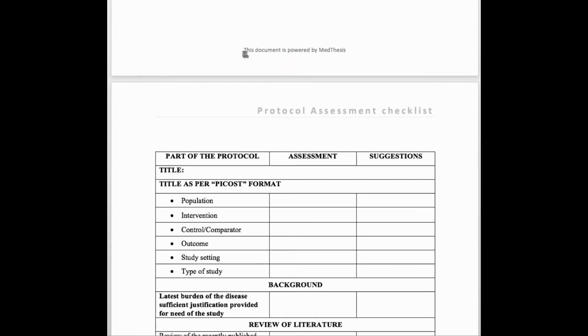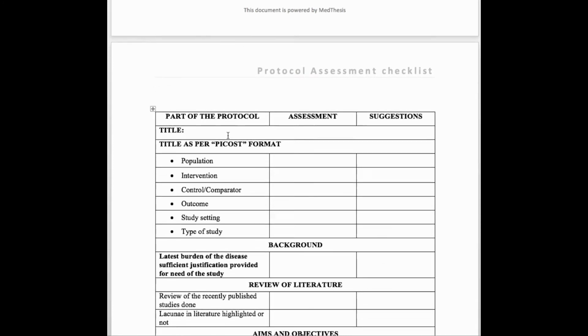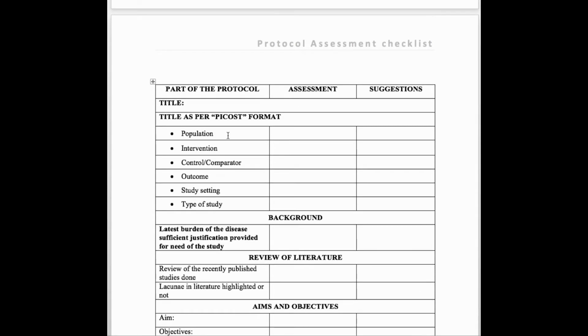What we are going to give you today is called protocol assessment checklist. This is the tool usually every reviewer uses to assess your protocol or your final thesis. So every reviewer, while going through your thesis protocol, will have a checklist in his mind or a printed checklist in his hand, and he'll evaluate every component of your thesis using this checklist. So the first important thing they look at is your title.